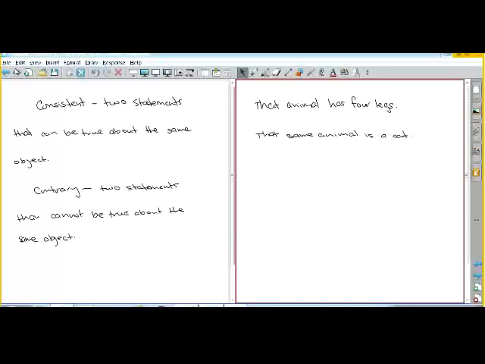So here are two statements. That animal has 4 legs. That same animal is a cat. Can those both be true for the same object? Yes. You look at an animal, you see it has 4 legs, and that animal can also be a cat. So these two statements are consistent. They can both apply to the same object.